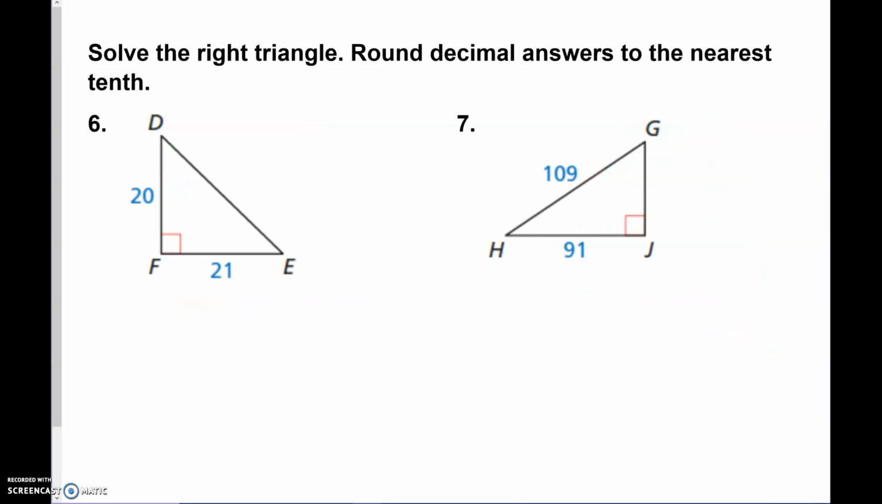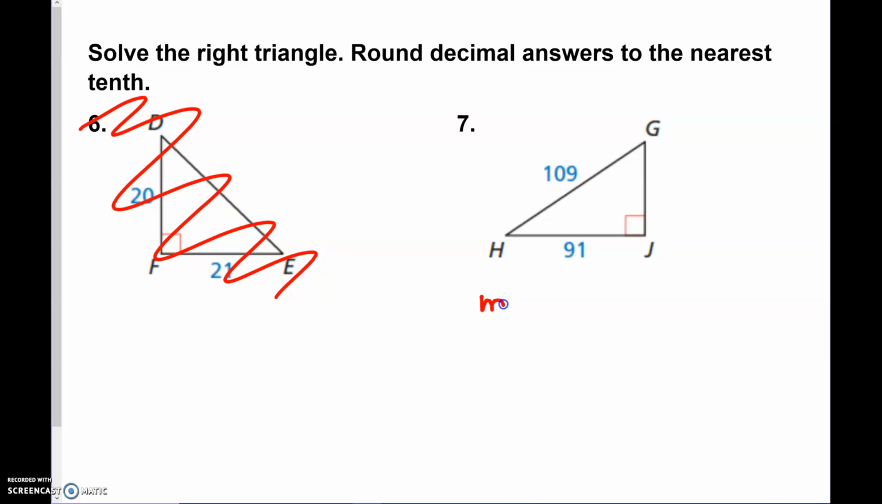All right, let's try these again. Actually, we're going to skip 6 and just go right to 7. So the three things they want us to find here are the measure of angle H, the measure of angle G, and the length of GJ.